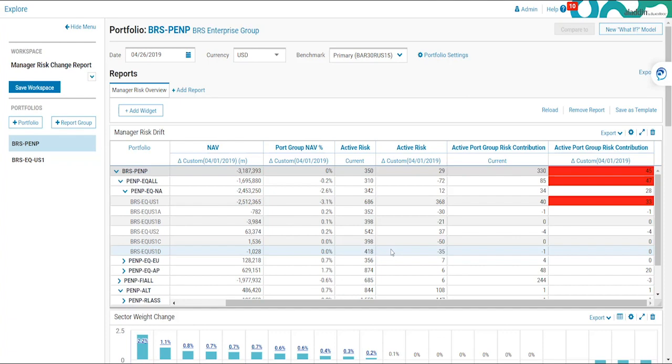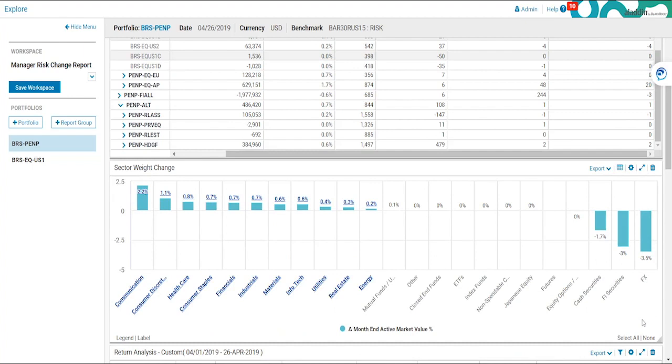I can scroll down to my sector weight change bar chart to maybe get some insight into group level changes in sector weights that might be responsible for changes in my tracking error. Here, it appears that there was a large change in FX positioning from the beginning of the month until today, but nothing so drastic as to instantly link it to the observed tracking error shift.